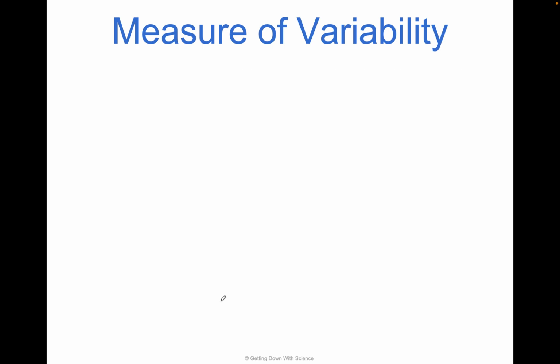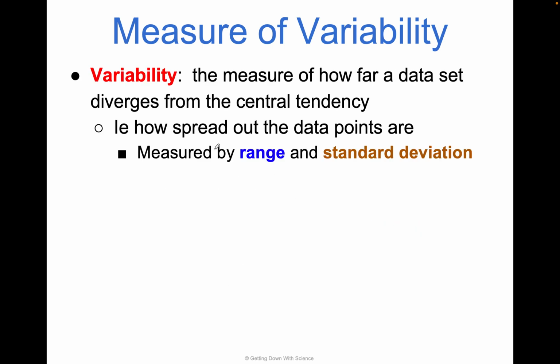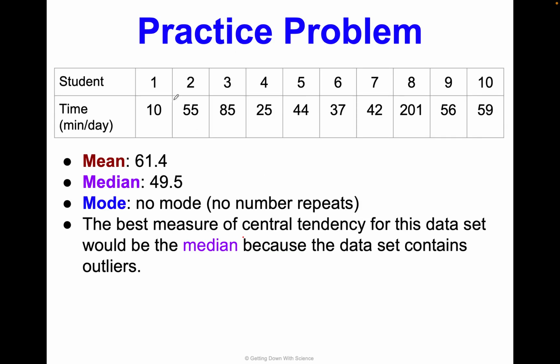Do they give me an example? They don't. Okay. So for example, if, well, let's go back, right? So taking a look at these numbers here, the students and the amount of time that they spend on TikTok, the lowest number is 10 and the highest number is 201. If I take 201 and subtract 10, let's see.